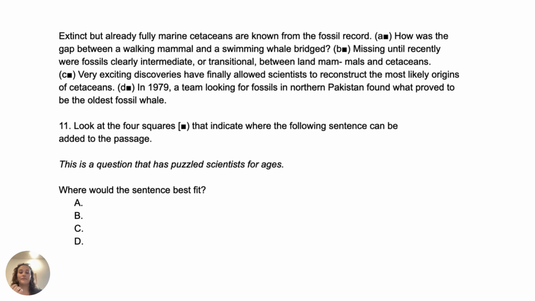Number 11. This is an insert text question. How do we do these? If you remember from my full course, you really want to pay attention to any clues for what must come before the sentence and or for what must come after. So, where are our clues in the sentence here?